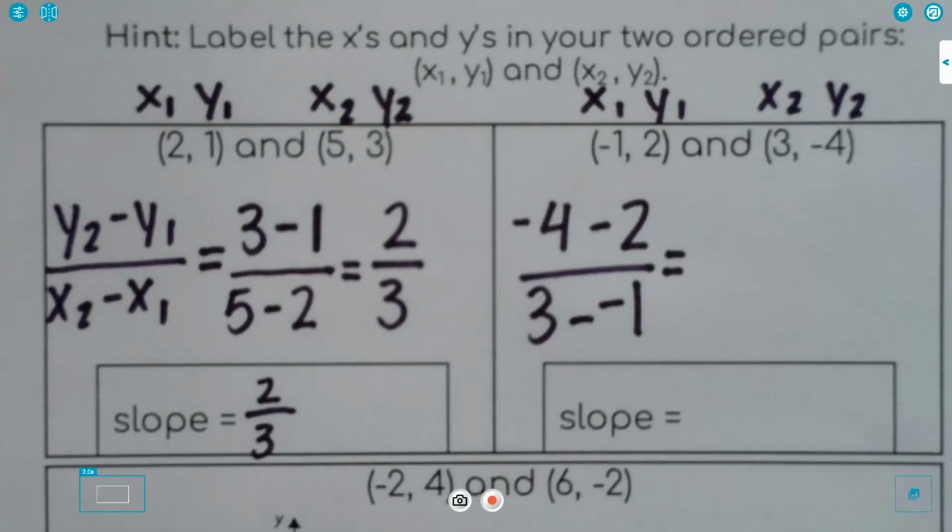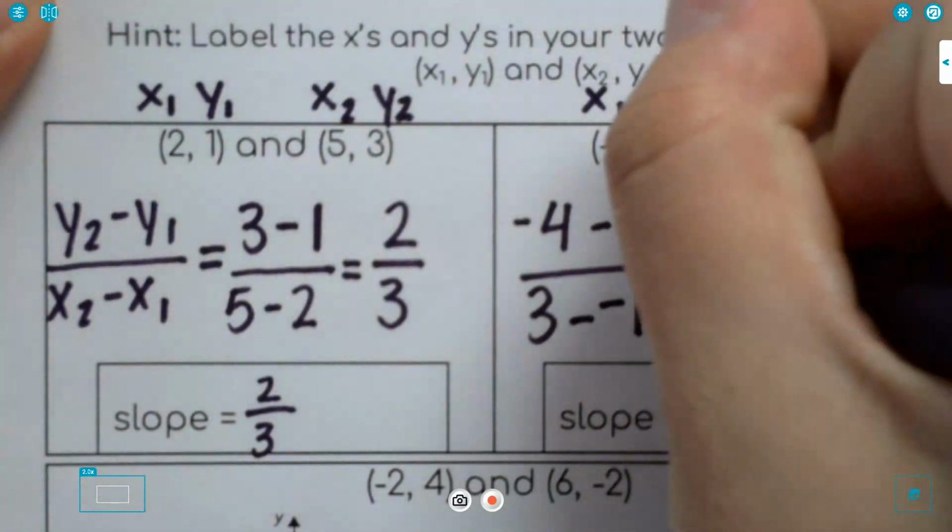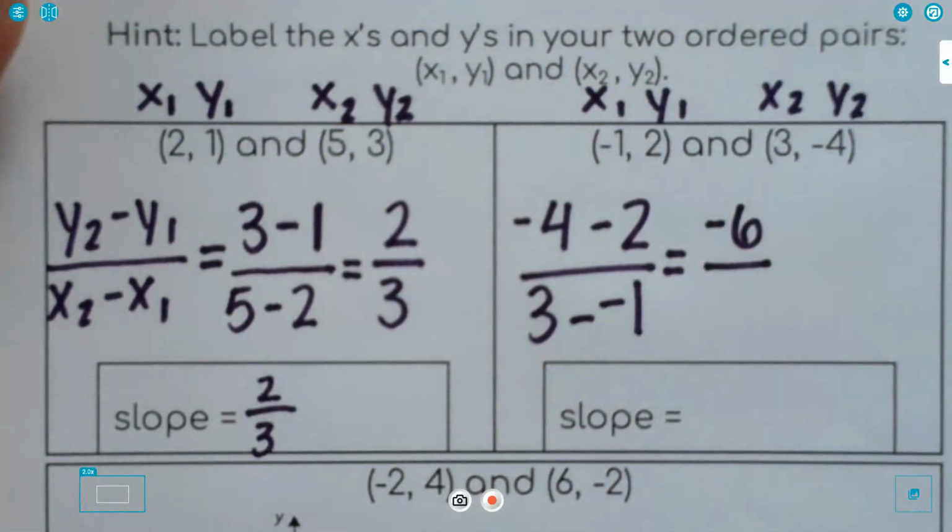On top, negative 4 minus 2. I take $4 from you, and then I take another $2 from you. I have taken $6 from you. I'm going to go to lunch. $6 can't even get you lunch barely anywhere these days, though.